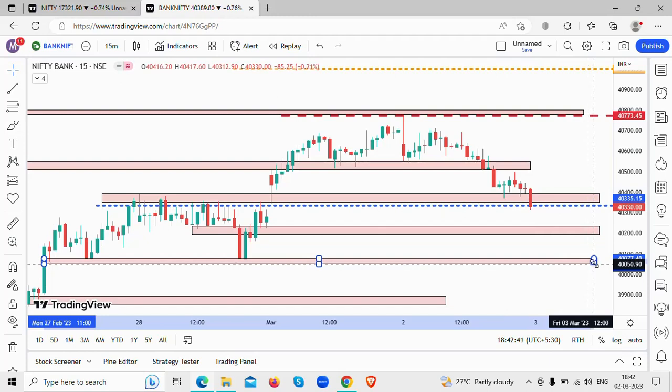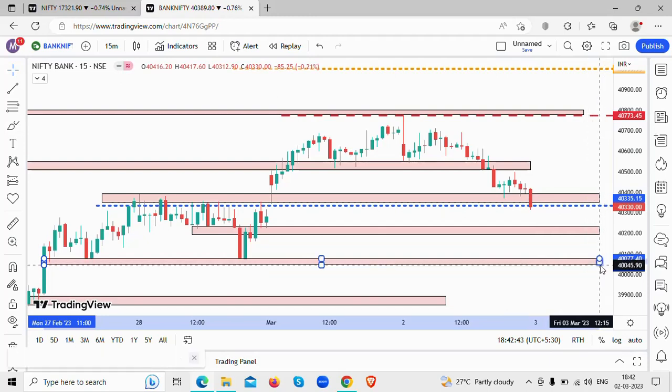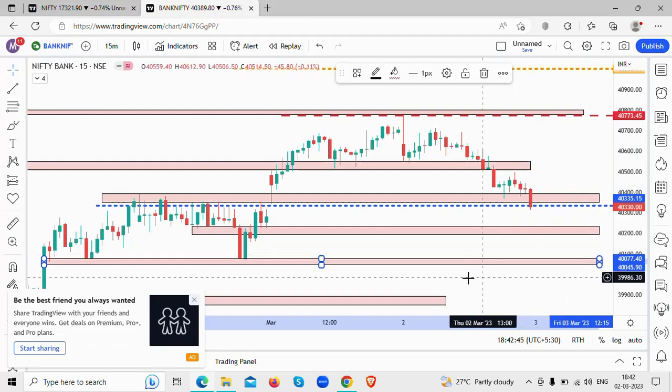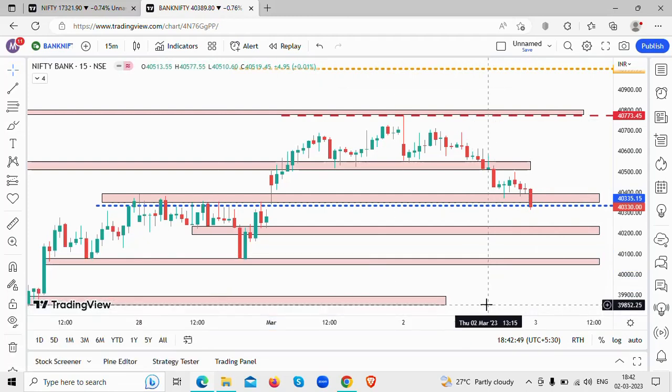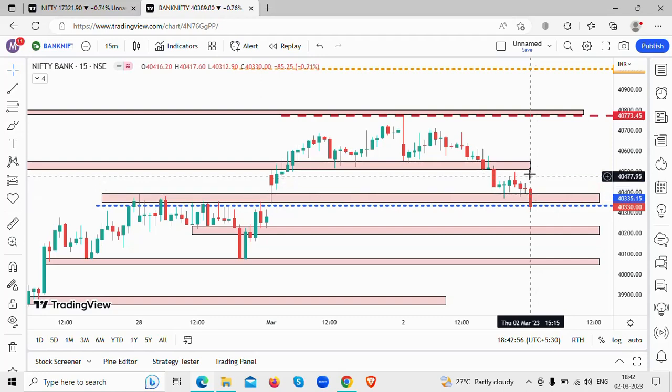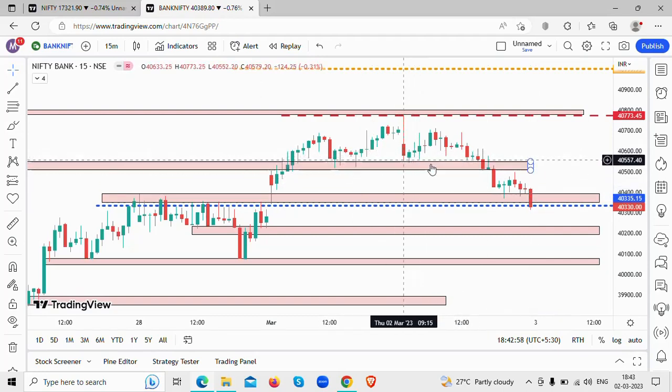If the price comes to this level, what is that? 40,050 to 40,070 will be your next support level, and we have a good support around 39,850 to 39,880. So these are the levels that you need to watch out for in tomorrow's trade in regards to support. And this level, which was acting as a support level in today's session, it broke down.